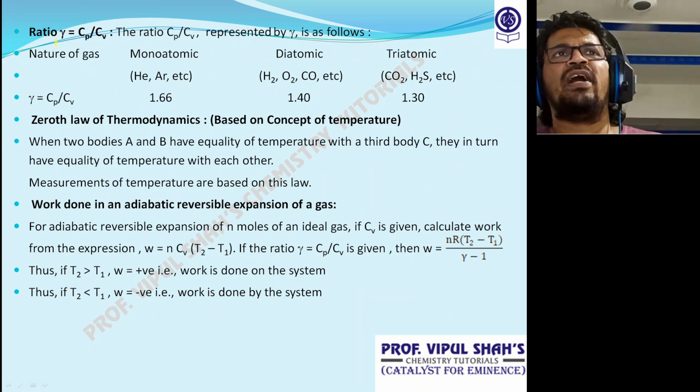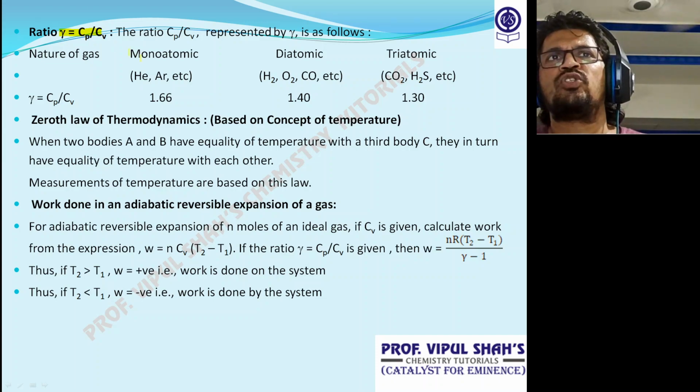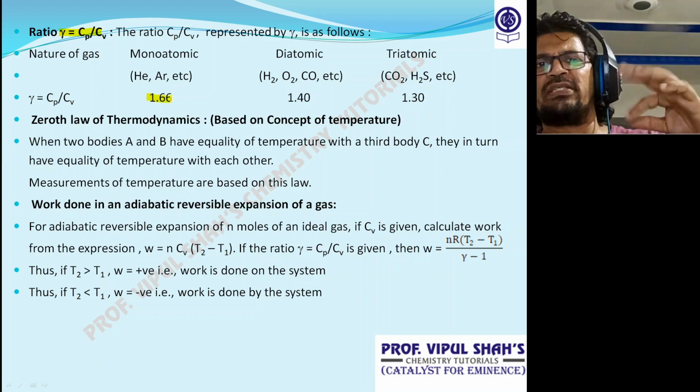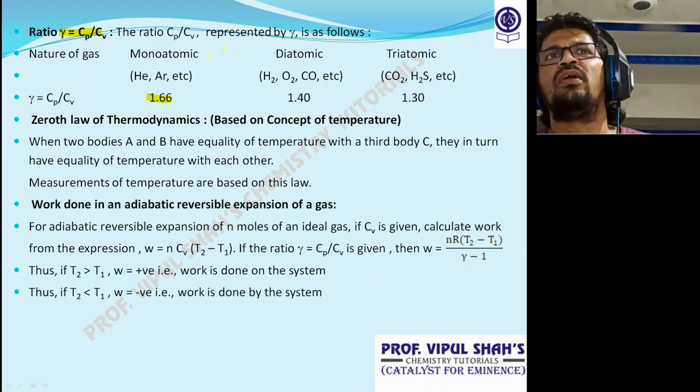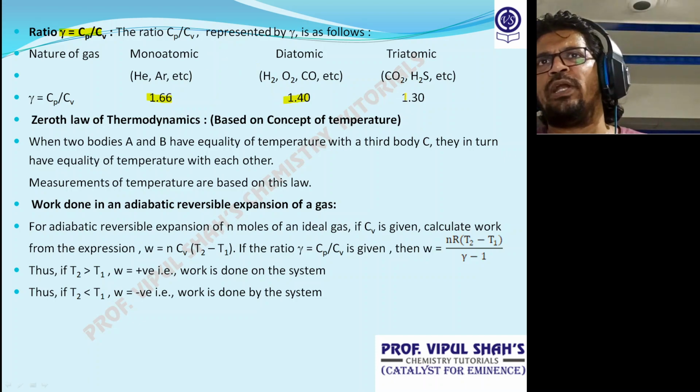Then we have gamma, that is the ratio of Cp by Cv, to tell us whether a gas is monoatomic, diatomic or so. For monoatomic, the ratio is 1.66. Cp and Cv are the heat capacities at constant pressure and constant volume. For diatomic 1.4 and for triatomic 1.3. Remember these values, they are important.